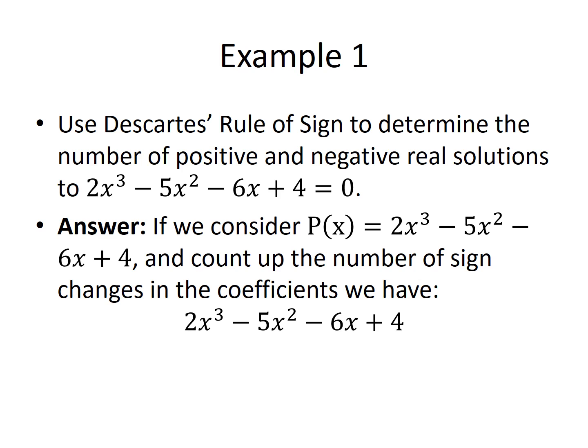If we consider p(x) initially and count up the number of sign changes in the coefficients, we have this is a sign change, positive 2 to negative 5. Then we have negative 5 to negative 6, that is not a sign change. And then we have negative 6 to positive 4, and that is a sign change.